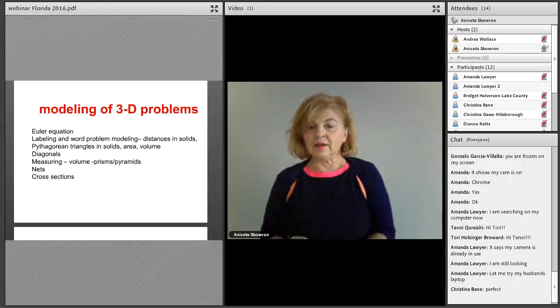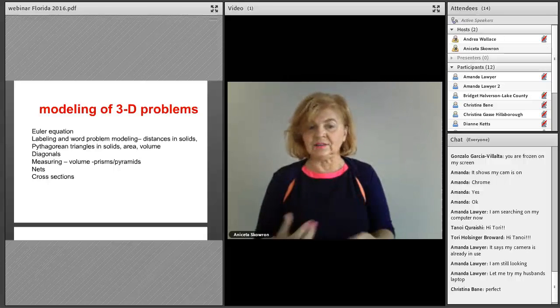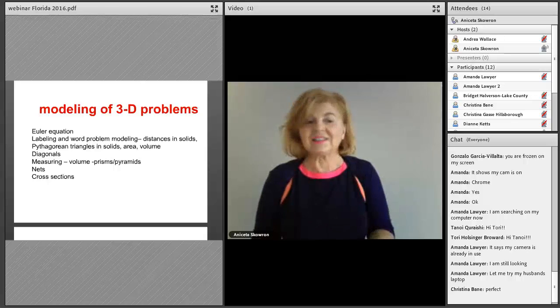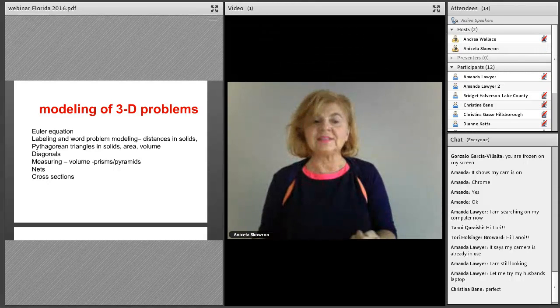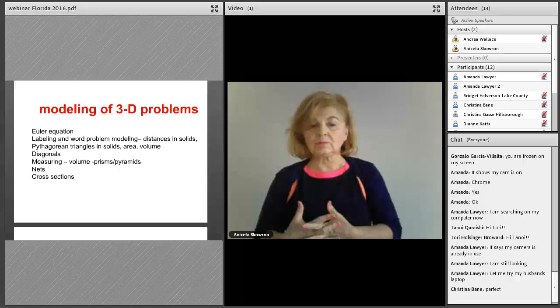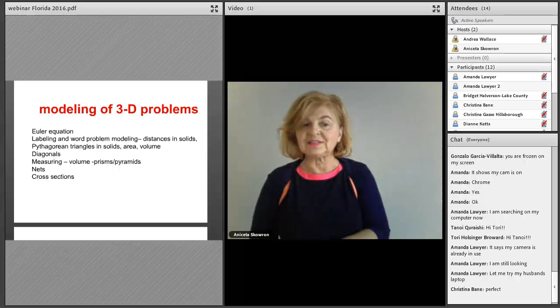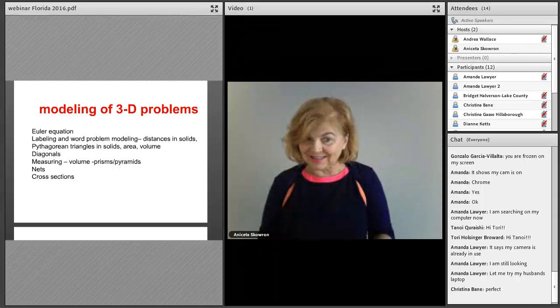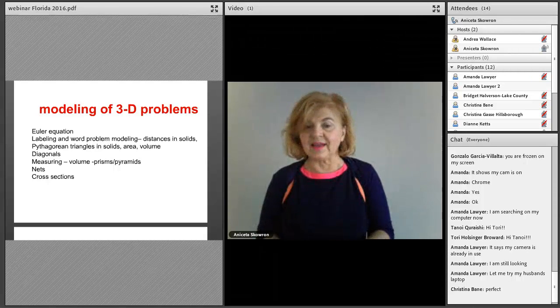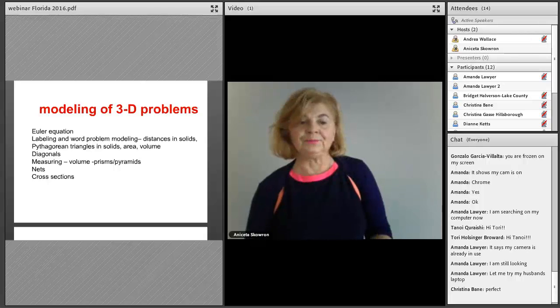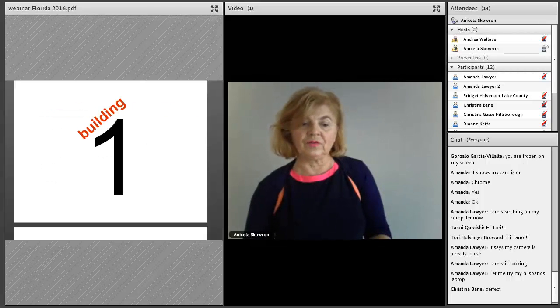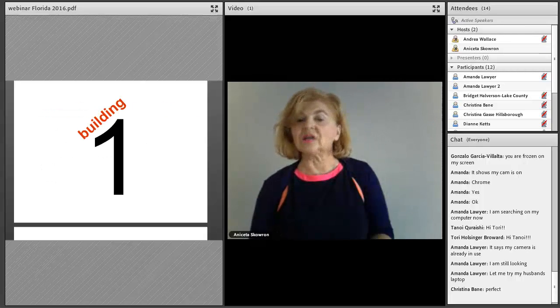Then we will investigate diagonals in different solids. Then we will do some measuring of volume of pyramids and prisms. Then we will talk about nets, and if time is there, cross sections. So without further ado, we will start with building.